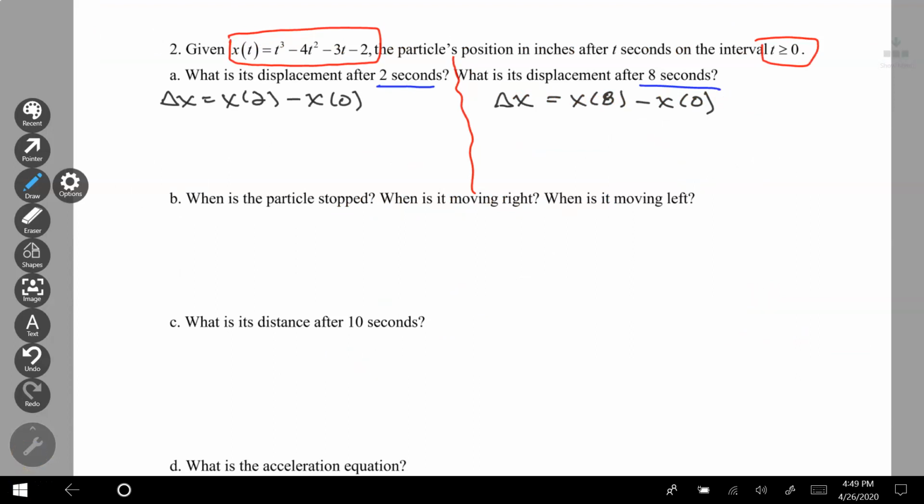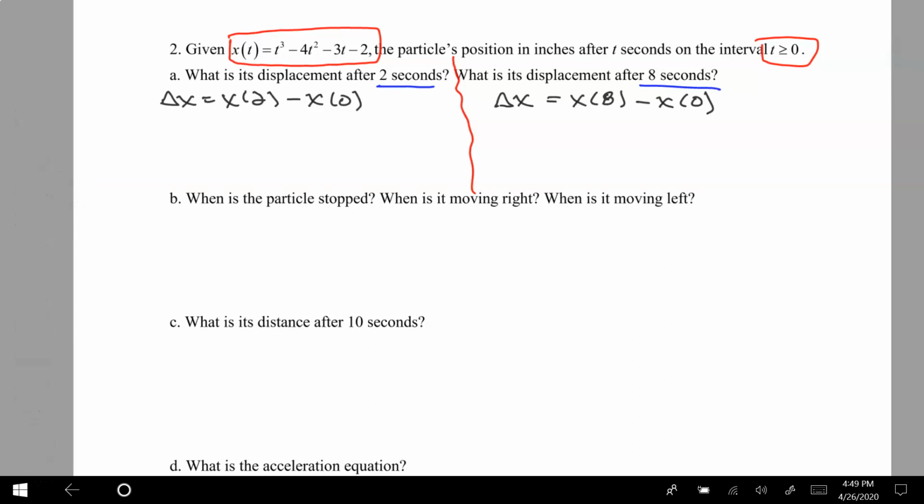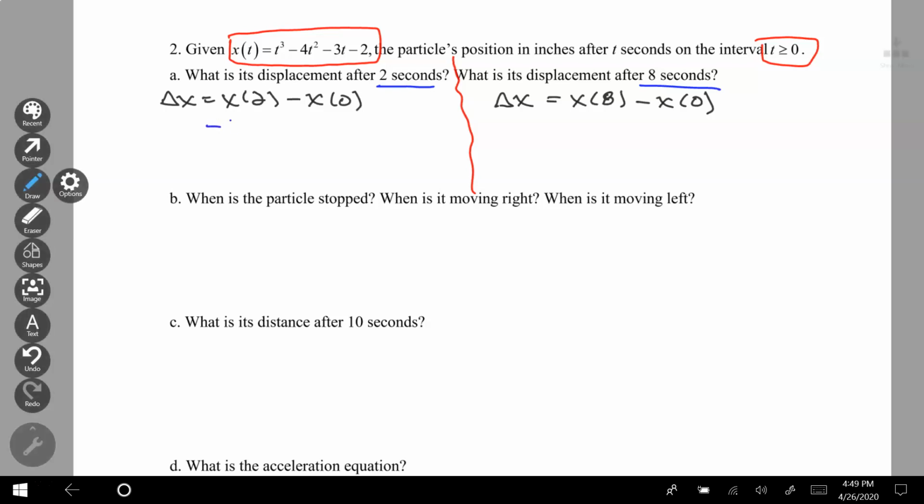Okay, we're working on another example. It's a little bit more difficult. It's a little bit more difficult function. It's a cubic instead of a squared. So my displacement is just changing my position. Delta x is going to be x of 2 minus x of 0, which is negative 16 minus negative 2. And I get a total displacement equal to negative 14 inches, which means I had moved left.